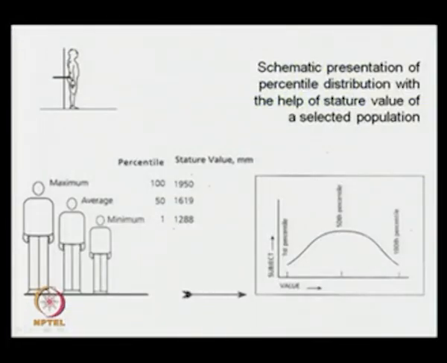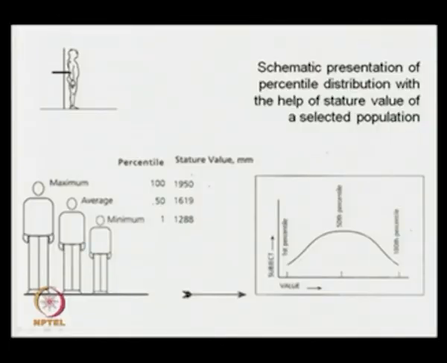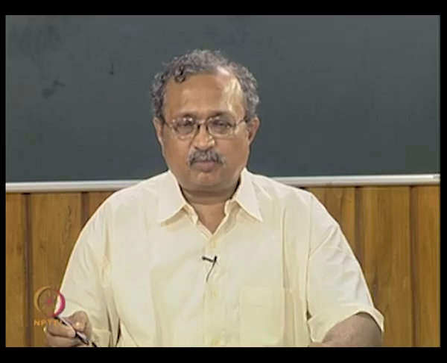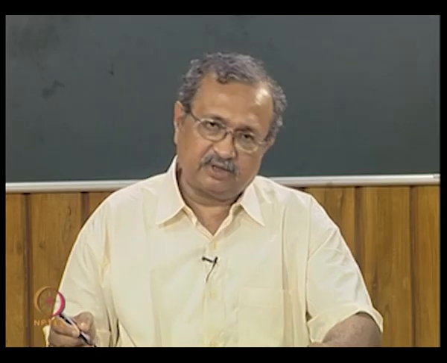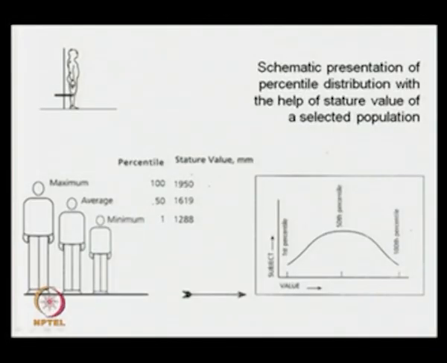Suppose the 1st percentile is 1288 millimeter, which is the minimum height. Then the 50th percentile is closely the average, or if our sample is proper, then the average and the 50th percentile may match together. Otherwise, it is not the same if our sample size is not proper. So, suppose the average is 1619 millimeter, and the maximum, the 100th percentile, is 1950 millimeter.